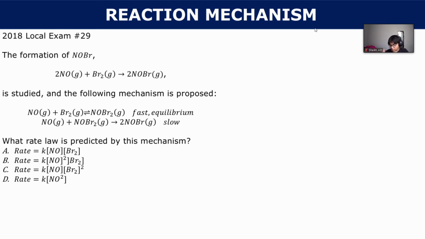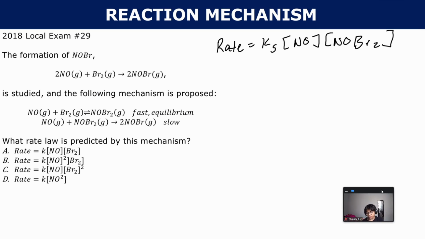Let's move on. The formation of NOBr, 2NO, blah, blah, blah, is studied and the following mechanism is proposed. What rate law is predicted by the mechanism? So again, let's start with the slow step. So our rate of the slow step is going to equal Ks times NO times NOBr2. But again, NOBr2 is going to be an intermediate. So we need to get rid of that using our equilibrium step.